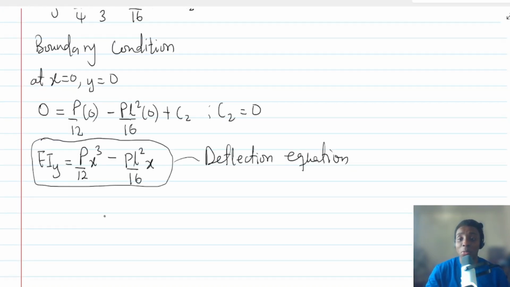Why are we interested in the maximum deflection? Because whenever we are designing beams, we want to know exactly the maximum deflection, so that we will know the load we put on it, so that we don't exceed the maximum deflection.